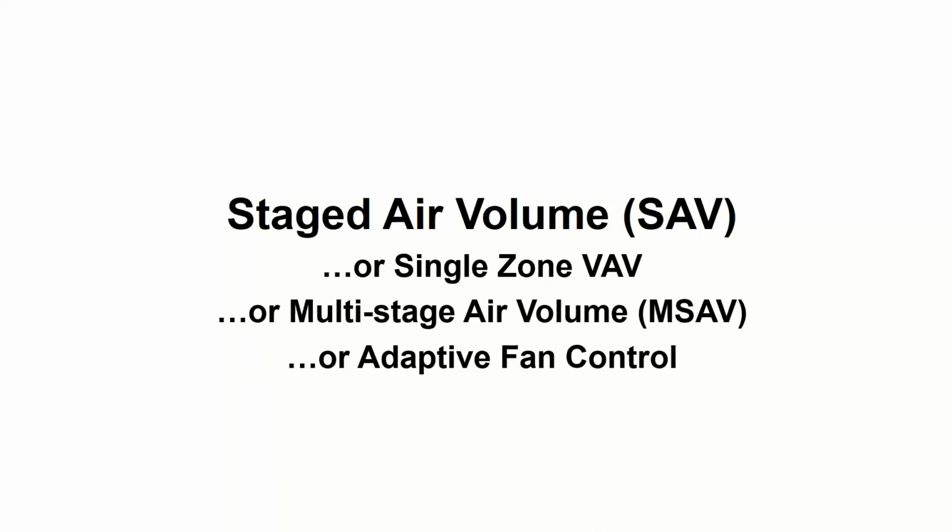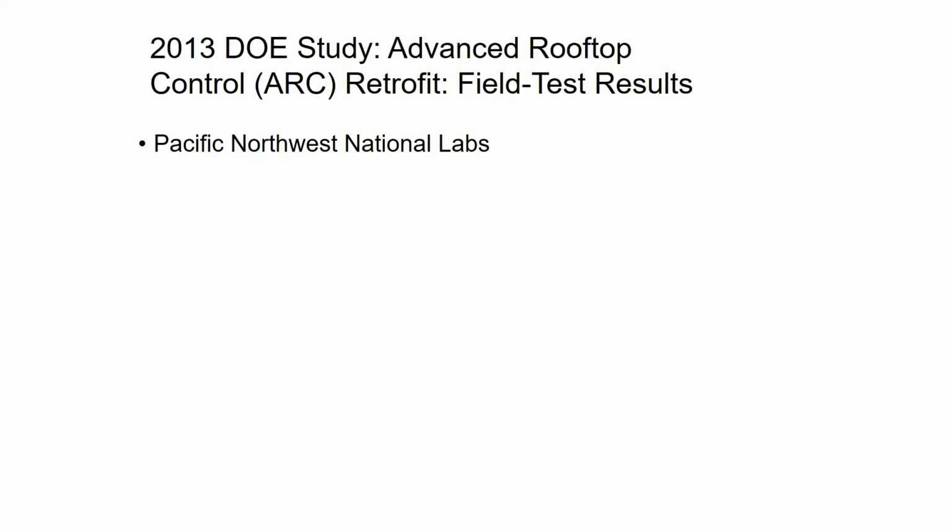So staged air volume goes by different nicknames depending on who you're talking to. Single zone VAV, multi-stage air volume, adaptive fan controls, we used to call it back in the 90s. It has become significantly more popular in the past 3 to 5 years, primarily because codes have dictated it in many places. So now it's readily available by manufacturers, hence you can use it anywhere in the country that you want. And at least where we're at here in the Midwest, most states either have this requirement in some situations, or in the case of Illinois, in all situations. And we'll go through what's required by code as well.